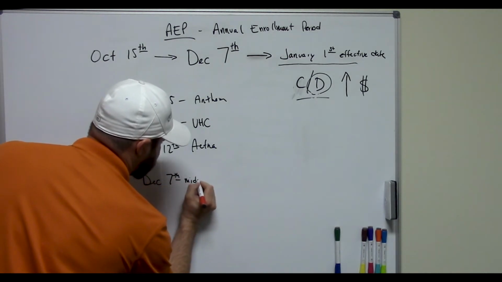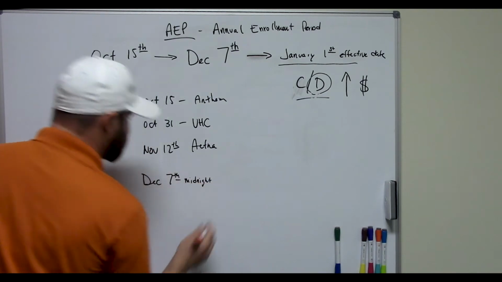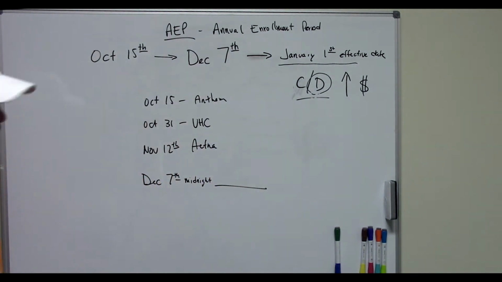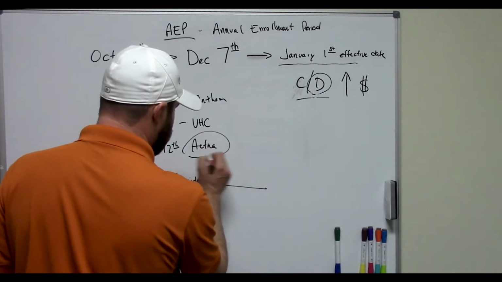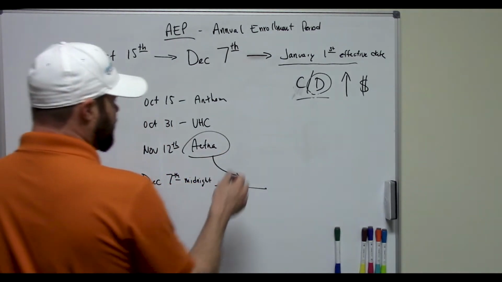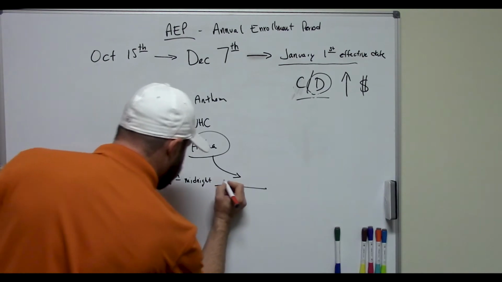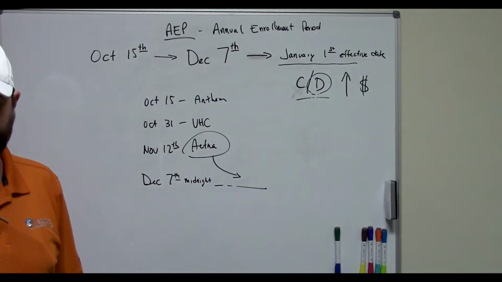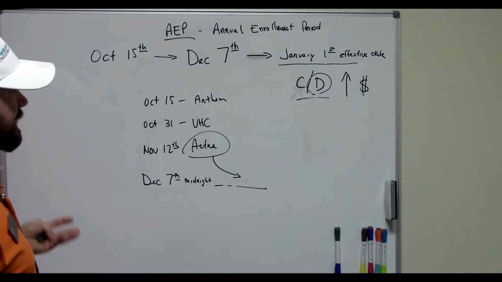at midnight, when the clock strikes midnight, in essence on December 8th, that plan that you're on at that time, the last application in, boom, it sticks there. If you did a new application right at that time, it would be that application that stuck for your January 1st effective date. So the annual enrollment period is a very important time.